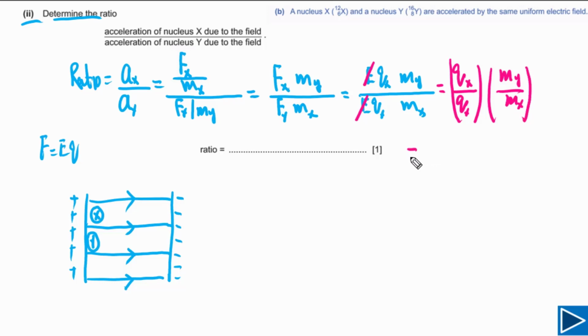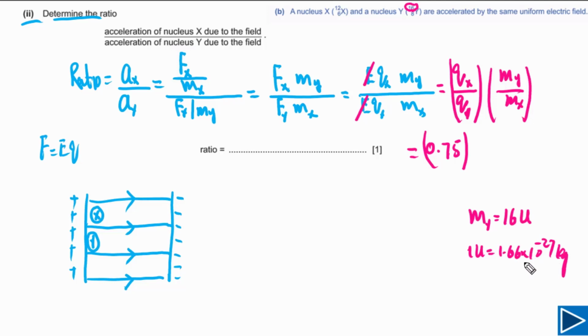Now we have already found the ratio between Qx and Qy, that was equal to 0.75. So simply we can write down 0.75. Now we need to find the mass of Y and the mass of X. The mass of Y is equal to 16u. But 1u is equal to 1.66 times 10 to the negative 27 kg. You don't need to write it in kg, but if you want to, you can do that as well. And the mass of X is 12u.